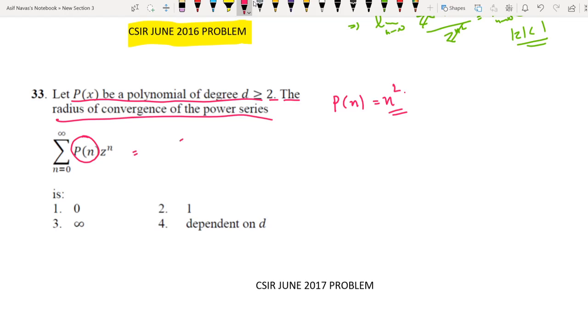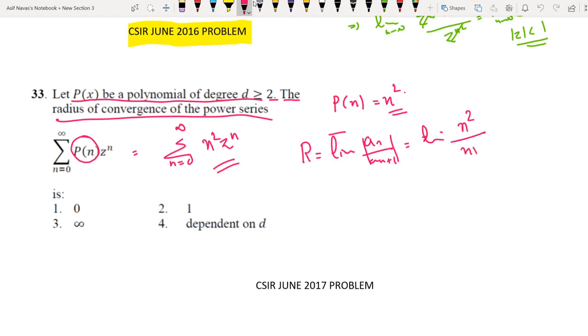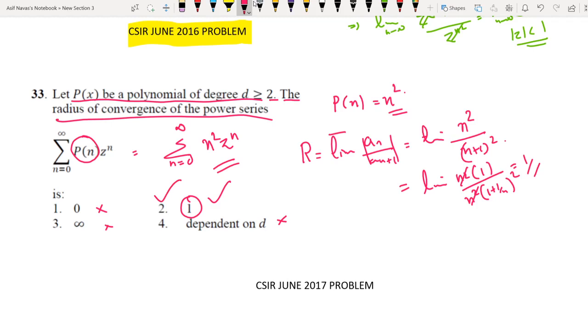Now what will happen, this is equal to sigma n equal to 0 to infinity n square z raised to n. Now we will find the radius of convergence. So what is radius of convergence? We know that R equals limit supremum of a_n divided by a_(n+1). So this is equal to limit of n square divided by (n plus 1) all square. If you take n square outside, we get 1 divided by (1 plus 1 by n) all square, so this and this get cancelled. You will get the answer 1. So this is true for 1, and these options are all false. So the correct answer is this.